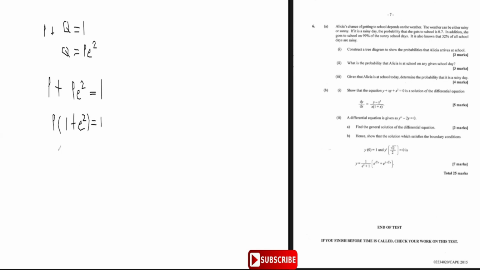And so I divide through by that now. And so P is equal to 1 over 1 plus E square. That is P. Since this is P, remember Q is P times E square. And so Q is going to be E square over 1 plus E square. So Q is equal to E square over 1 plus E square. Nice. Finally, we find P and Q.